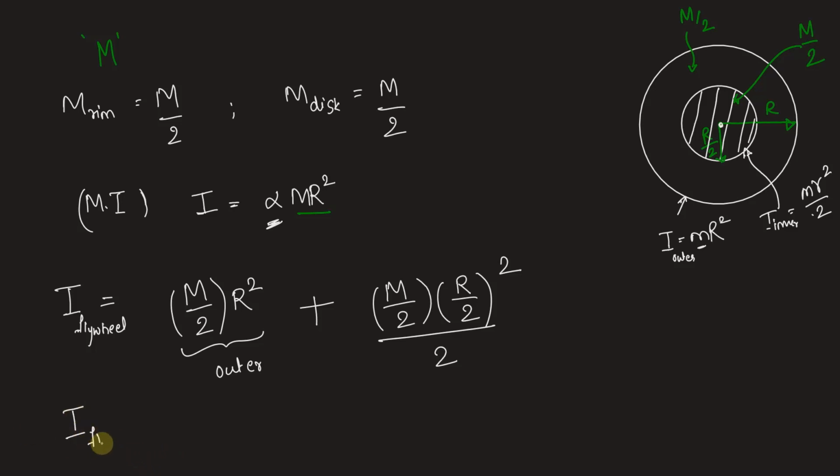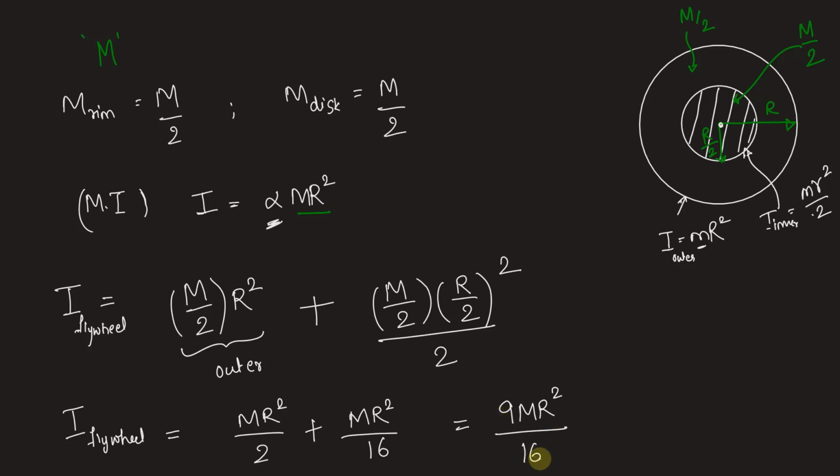Now let's add this and find out alpha. So we have I for the flywheel equal to MR square by 2 plus M by 2 into R square by 4, so it will be MR square by 8 by 2. So we have MR square by 16. Adding these two, we have 8 plus 1, 9 MR square by 16, and 9 by 16 when calculated in a digital calculator gives us 0.5625 MR square. So we have the value of alpha here, by comparing it to the given expression, 0.5625.